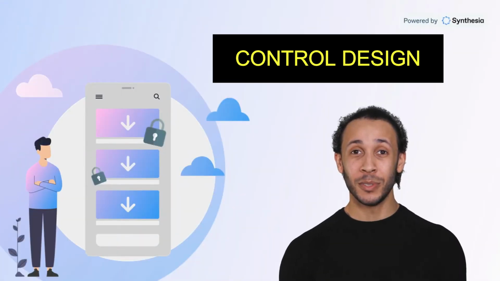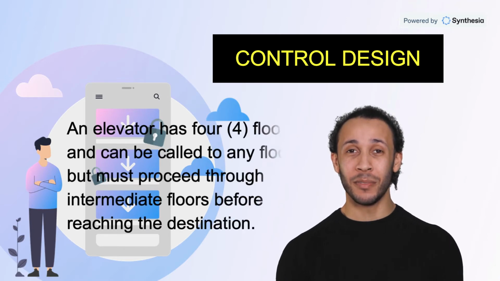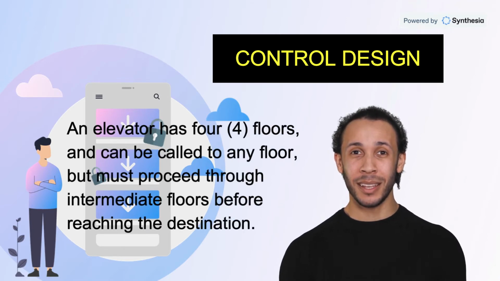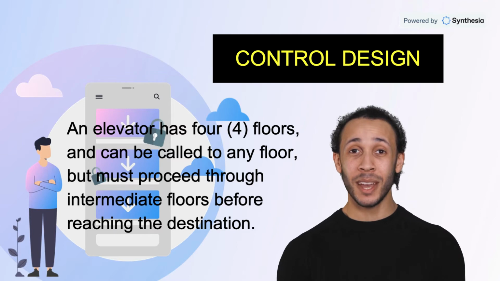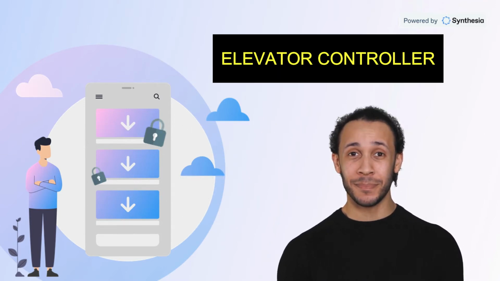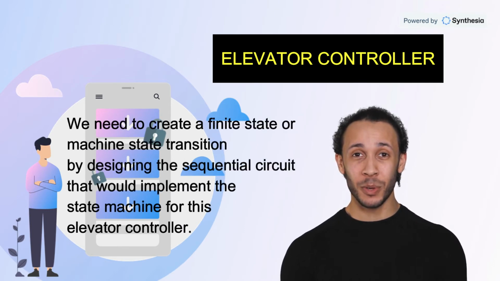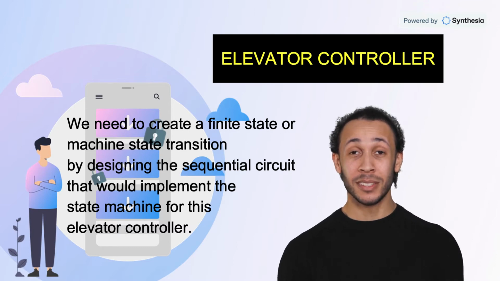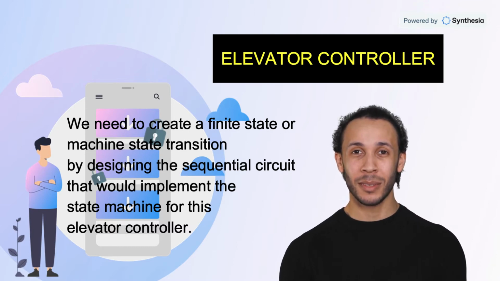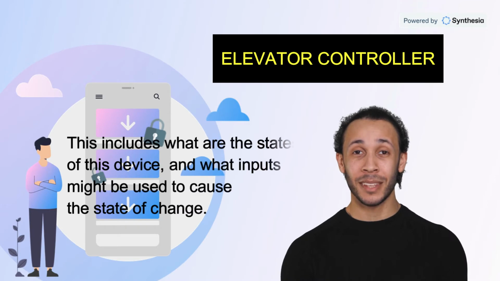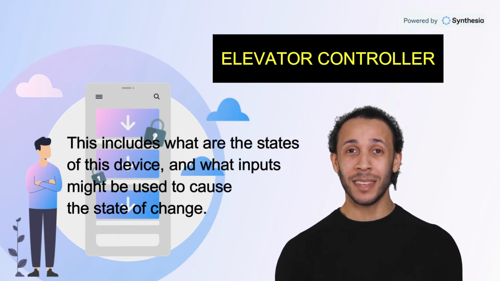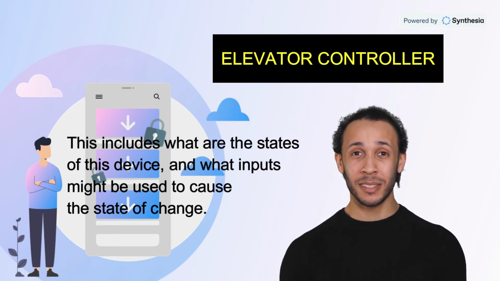So here is the control design. An elevator has 4 floors and can be called to any floor, but must proceed through intermediate floors before reaching the destination. For the elevator controller, we need to create a finite state machine state transition by designing the sequential circuit that would implement the state machine for this elevator controller. This includes what are the states of this device and what inputs might be used to cause the state to change.